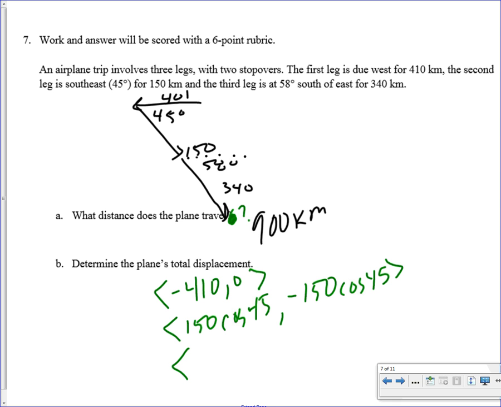Last vector, also right and down, so positive, negative, will be 340 cosine 58 and 340 sine 58. This one up here should be sine. Okay, always cosine, sine, x, y. All right, now let's add those x's, let's add those y's. We are going to our calculator.